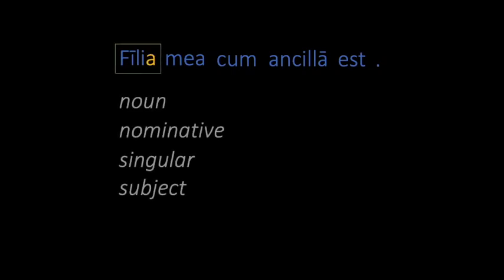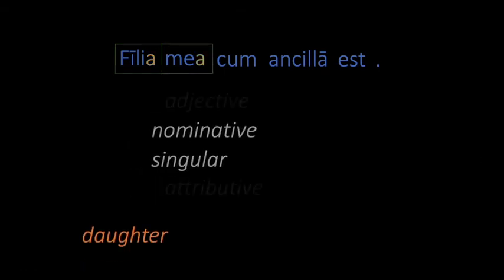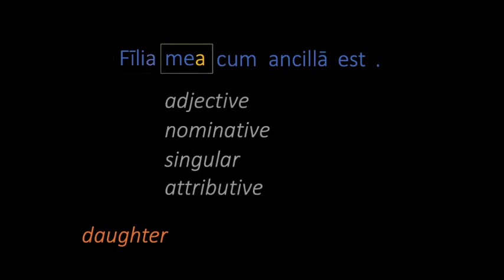Filia mea cum ancilla est. Let's dive in. Filia is a pretty familiar word by now. Noun, nominative singular form. We'll label it the subject. Its meaning is daughter. Mea is another possessive adjective. It agrees with filia. Since it follows it directly, it's probably attributive. Its meaning is my.